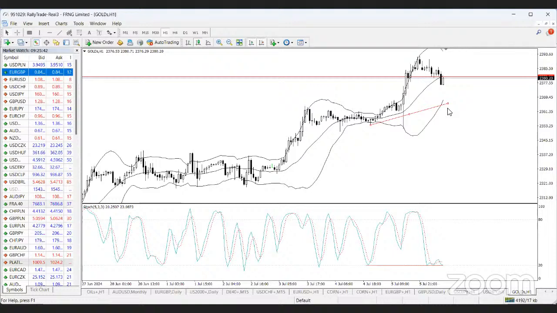So what we can do is wait for this 1 hour bar to finish bullish engulfing. If it does so, we can buy. Or wait for this price to come back to this low.